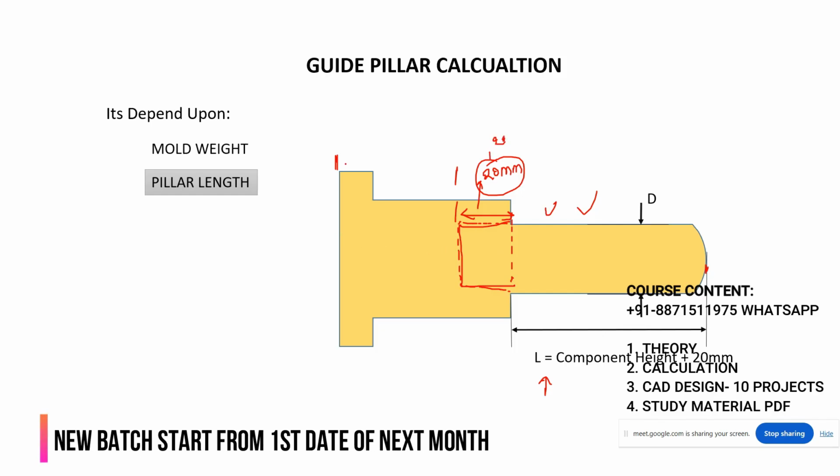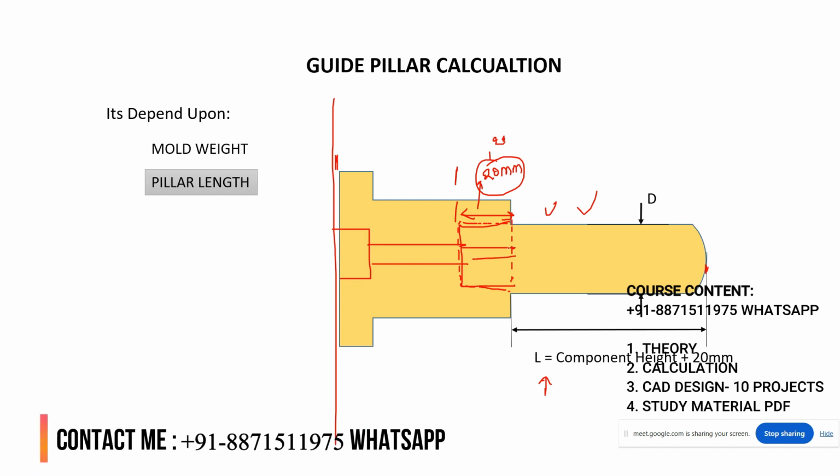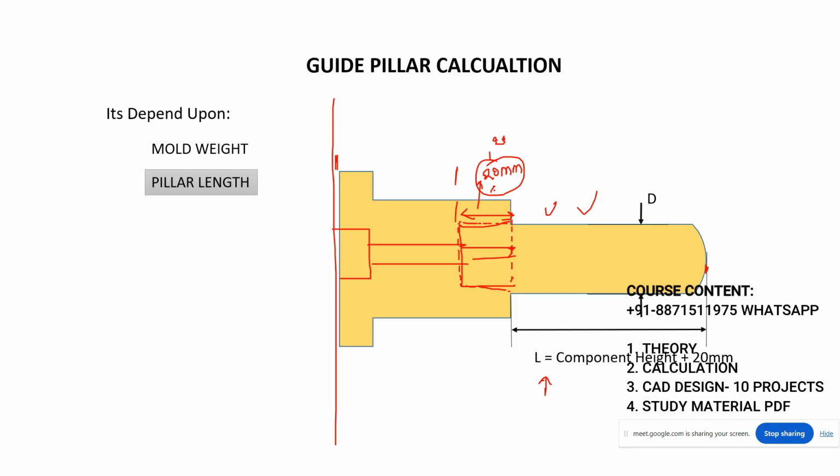Why? Because for example, we have a plate, and from the back of the plate I can bolt this pillar, right? Understood? So that's why I am taking only 20 mm for this. So this length will be around component height, for example, this is the H, 20 mm for the clearance and 20 mm for the fixing. Is it clear? Okay, so this is nothing but the pillar length.